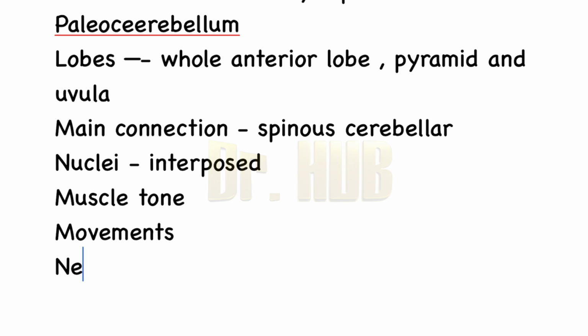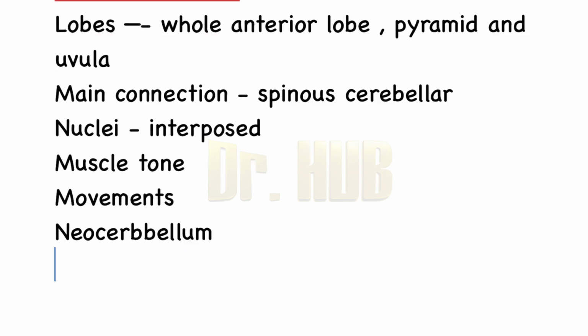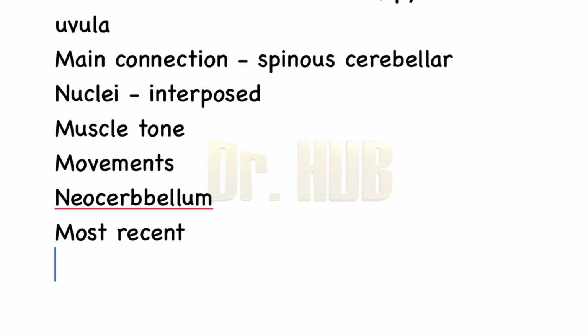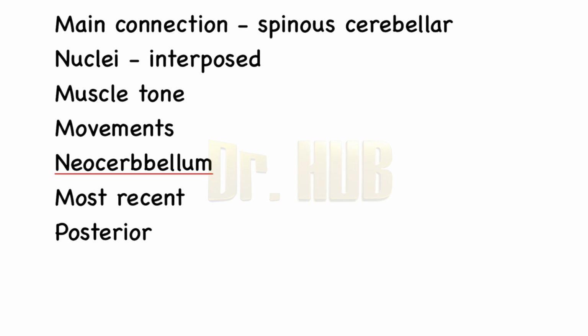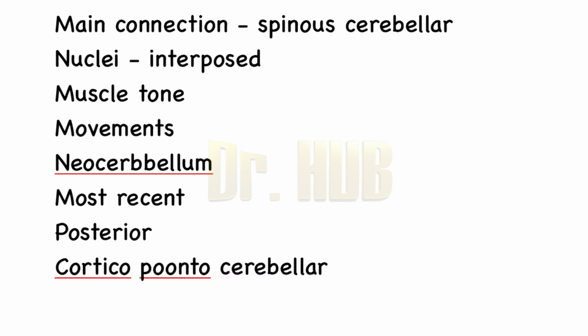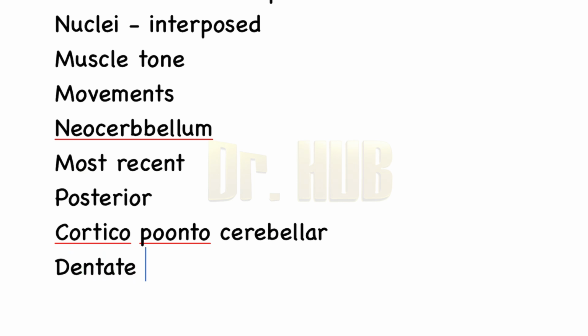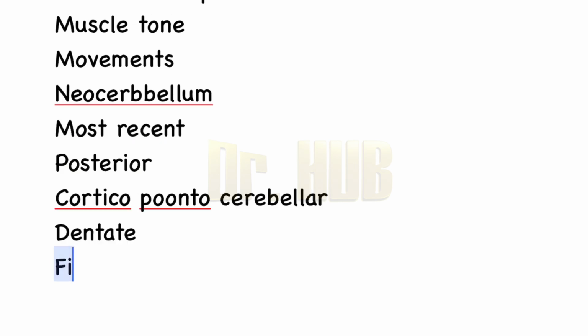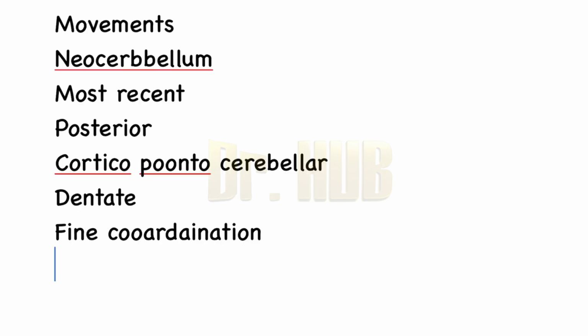Next is the neocerebellum. So neocerebellum is nothing but the most recent part, and the whole posterior lobe except the pyramid and the uvula. So posterior lobe, exception is the pyramid and the uvula. The main connection is the cortico-pontocerebellum, and the nuclei, if you see, is the dentate nuclei, and the function is the fine coordination of the voluntary movements.